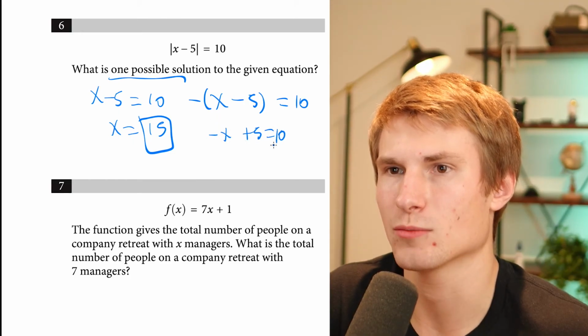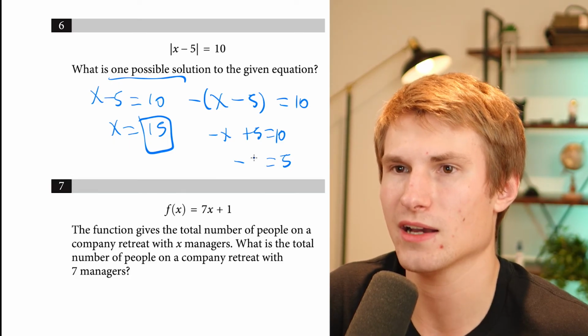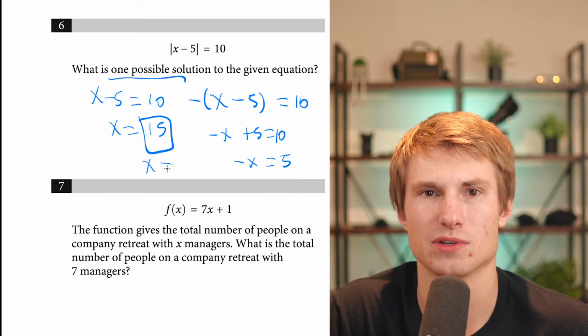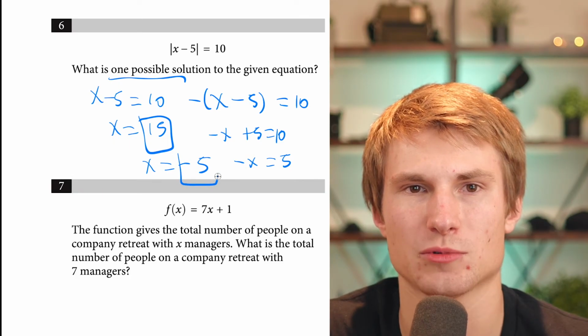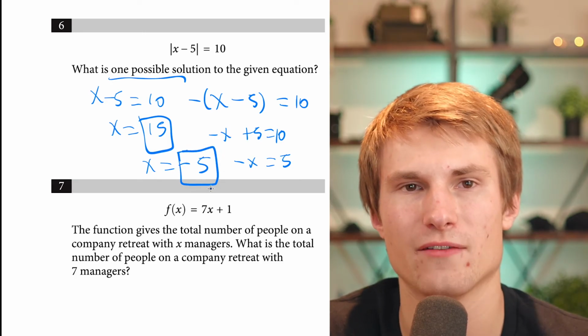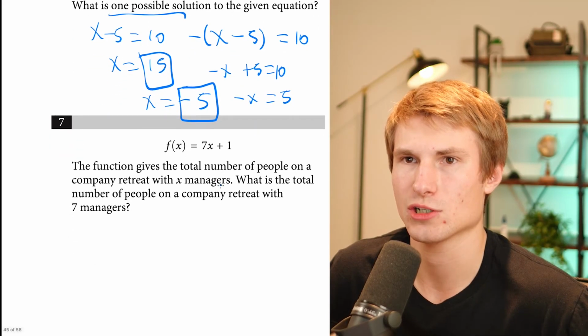We subtract 5 from both sides. That'll give us 5 is equal to negative x. From there, we then know that x would have to equal negative 5. So your two possible answers are 15 and negative 5. I would just pick 15 and move on. But anyways, here's question number 7.